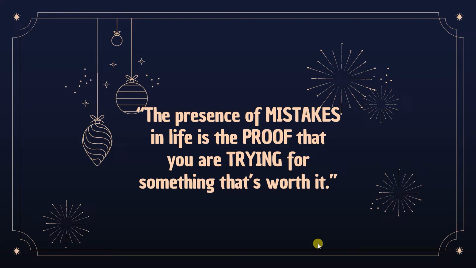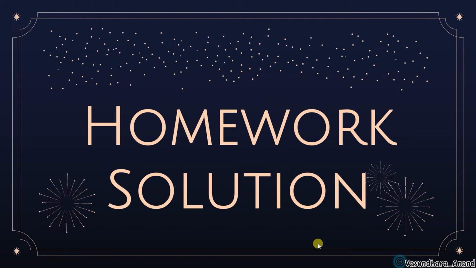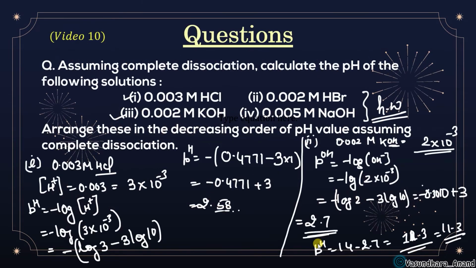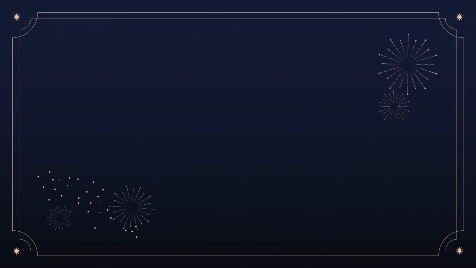Okay, so moving towards the homework solution which I gave in the last video. I hope you people have done it. So let's do it. The third one is 0.002 m HBr. So the concentration can be written as 2 into 10 to the power minus 3. That is the H plus concentration. So find the pH.